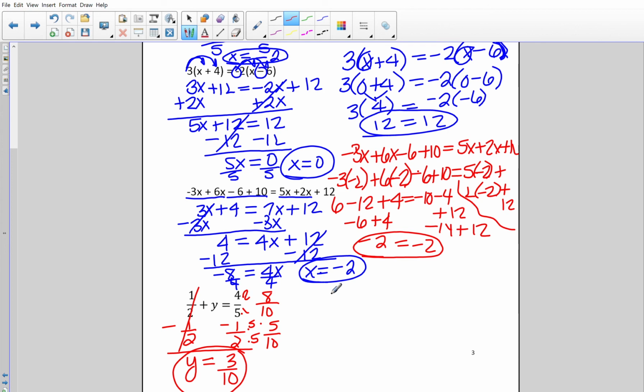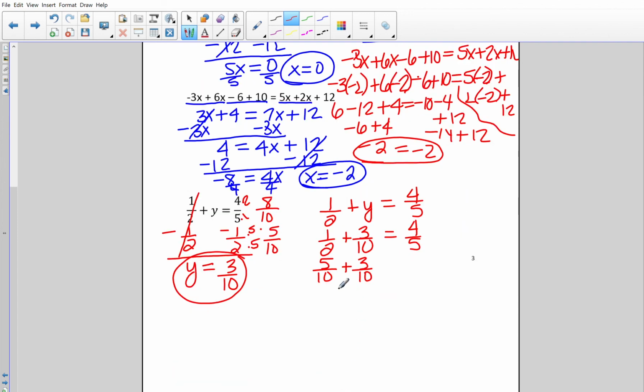You can check it. 1/2 plus y is equal to 4/5. So it's 1/2 plus 3/10 is equal to 4/5, right? So these two need to be added together, and you can use your calculator to do that. You can convert them over. So this is 5/10 plus 3/10 is 8/10. And when I reduce that by 2, I have 4/5, which equals 4/5. So if it were me, I would use my calculator to do some of the functions to make it faster and to make sure that I've reduced everything.